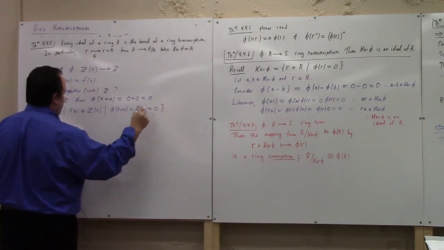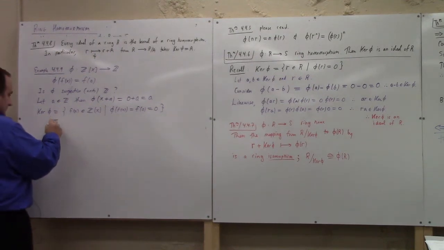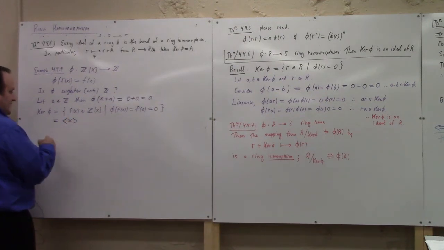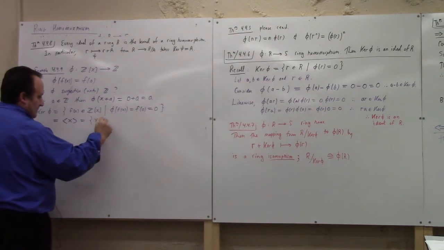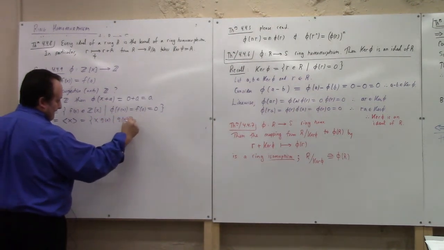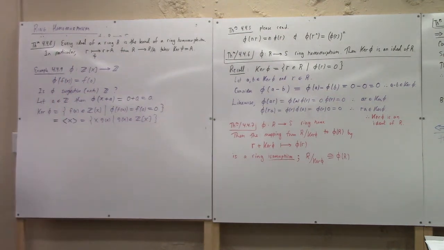What do you guys know from algebra? The factor theorem, right? What does it mean for a polynomial to have 0 mapped to 0? That means that x is a factor of the polynomial, right? So this is precisely the set of things that have x as a factor, right? So then what?